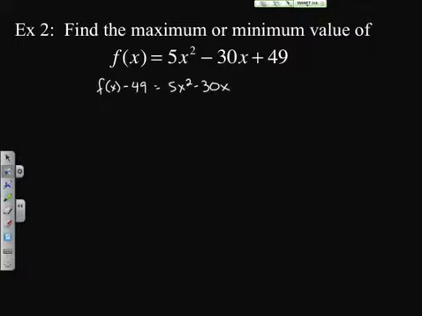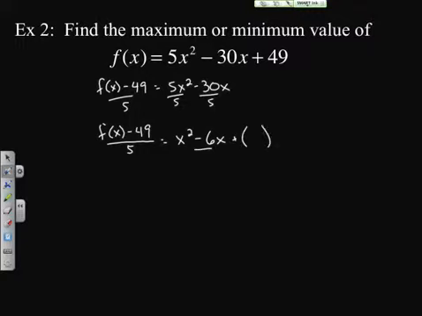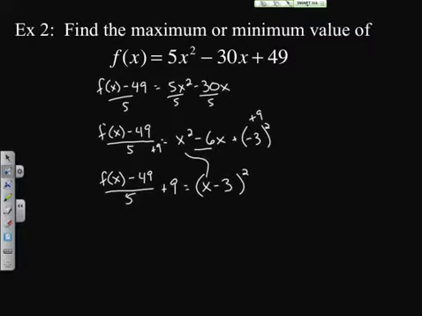Then we're going to divide everything by 5 to get the x squared by itself. So f of x minus 49 over 5 equals x squared minus 6x. Well, unfortunately, this is a little bit boring. That b value is exactly the same, but we take half of it, and that's squared, and that goes right there. So this is really adding 9. We have to add 9 here as well. So f of x minus 49 over 5 plus 9 equals our perfect square, which is now x minus 3. And again, that's from here and from there.